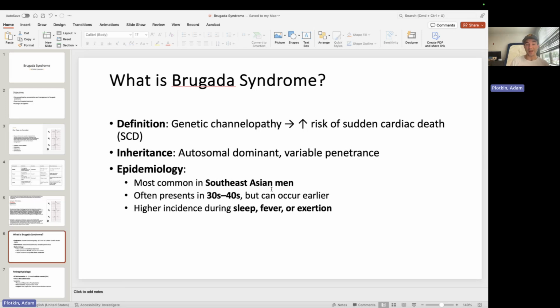So vasovagal is the most common cause of syncope. They could have tunneling of vision. They could feel really hot. They could feel flushed. They could have sweating, right? They're going to feel an impending sense of doom, and then they might collapse, okay? With cardiogenic syncope, they might feel palpitations, or they might not feel anything at all if it's a ventricular syncopal episode.